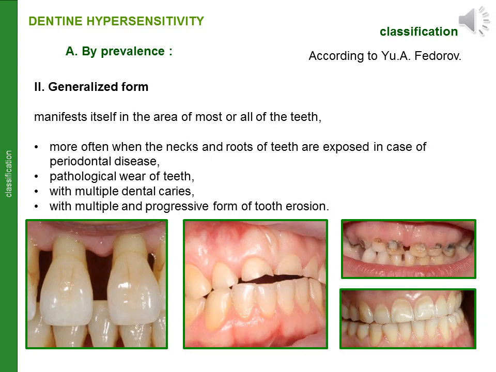Two, generalized form manifests itself in the area of most or all of the teeth, more often when the necks and roots of teeth are exposed in case of periodontal diseases, pathological wear of teeth, with multiple dental caries, with multiple and progressive form of tooth erosion.